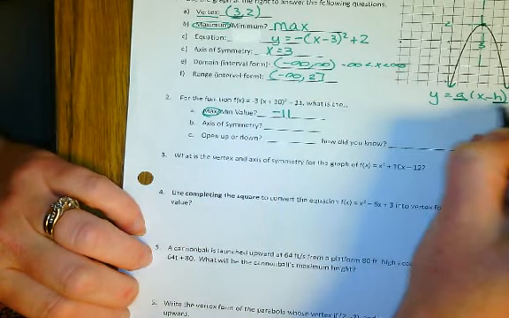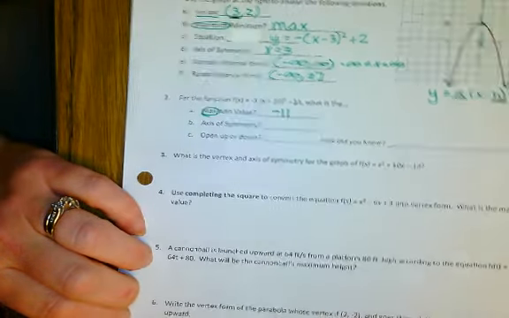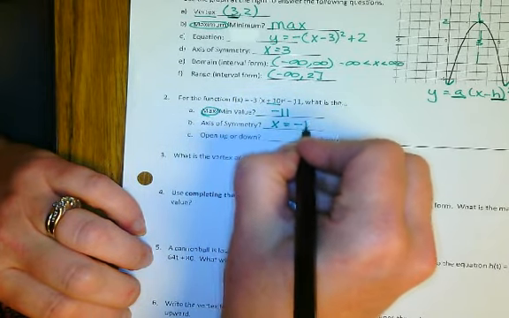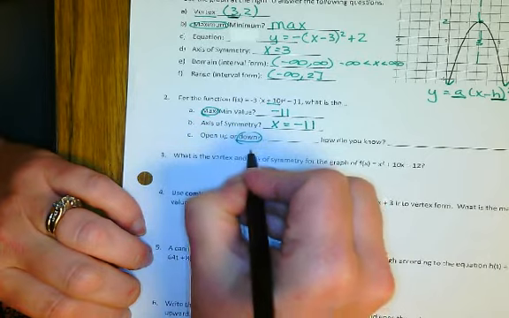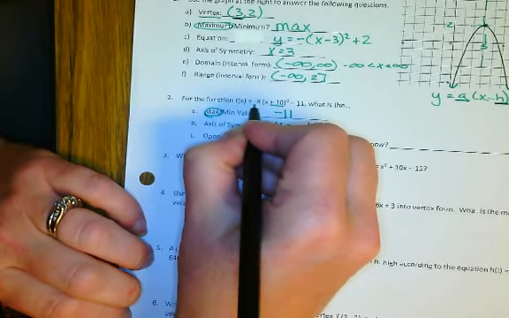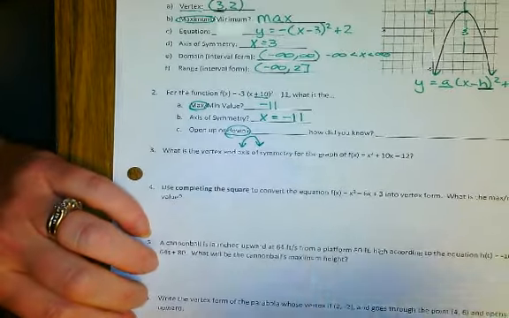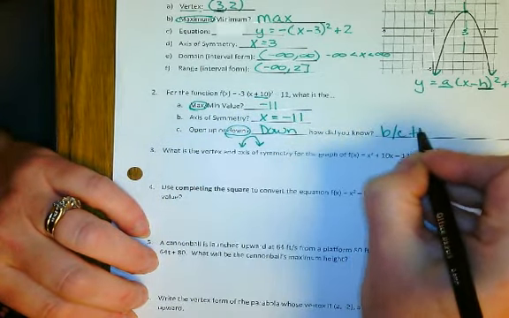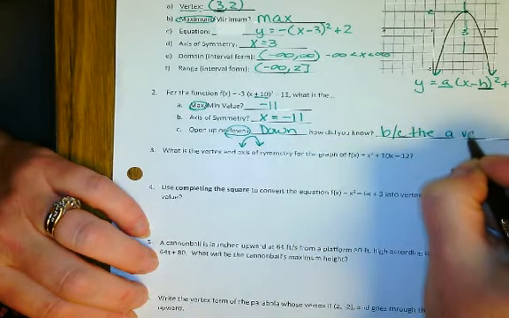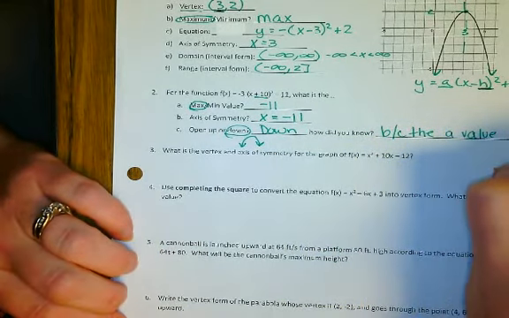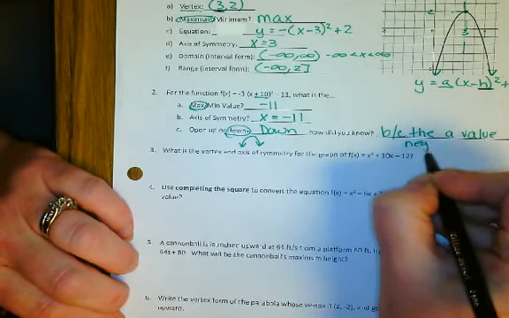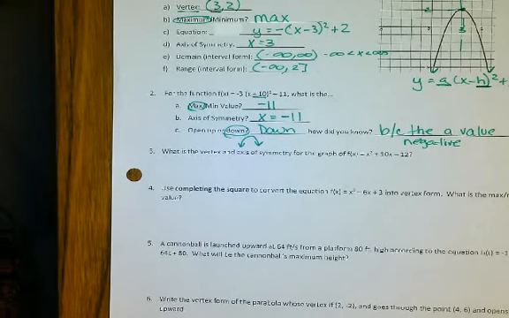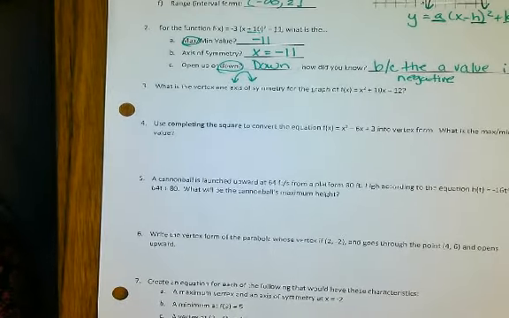Remember again, your axis of symmetry is that h here, it's that first part of the vertex. So here I see a 10, so it's really a negative 10. So x equals negative 10. It's going to open down, again, because of that negative right there. And then how do I know? I know because the a value is negative.